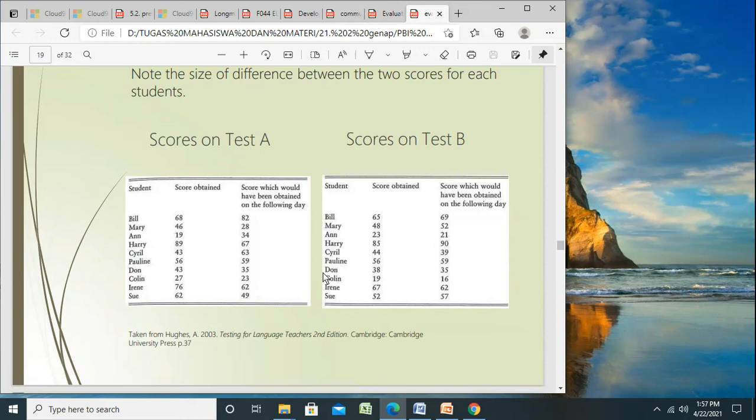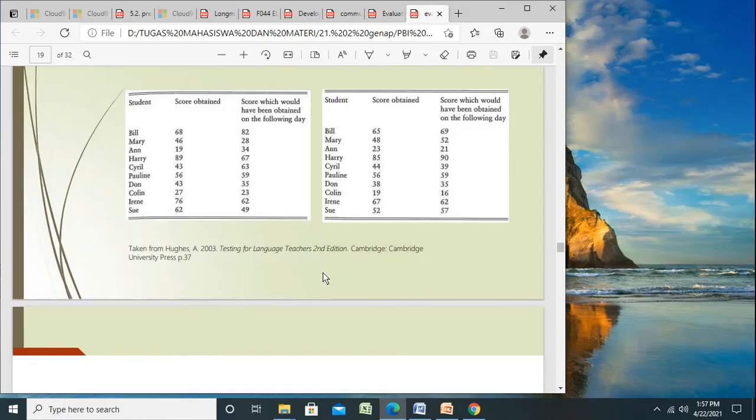There is an example: you can compare the scores on test A and the scores on test B. You can compare between them, whether it is reliable or not. Yeah, you can see that.